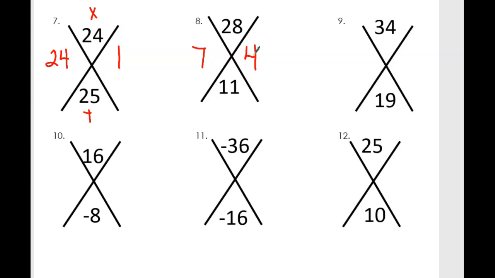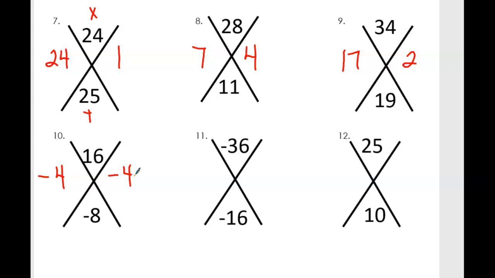For number 9, the two numbers I can multiply to get 34 that add up to 19 would be 17 and 2. All right. Now we can also have some negative numbers in here. Now remember, a negative 4 times a negative 4 gives me a positive 16, but it adds up to a negative 8.